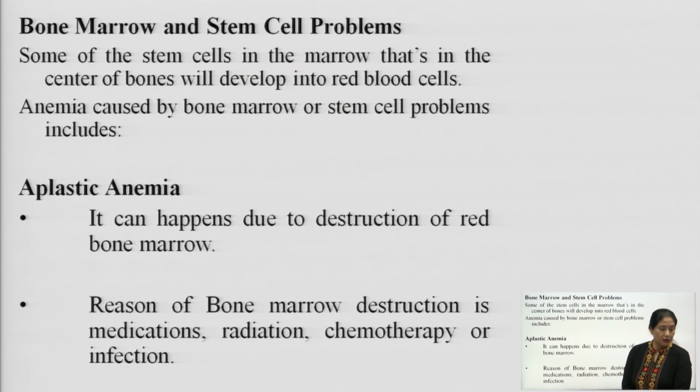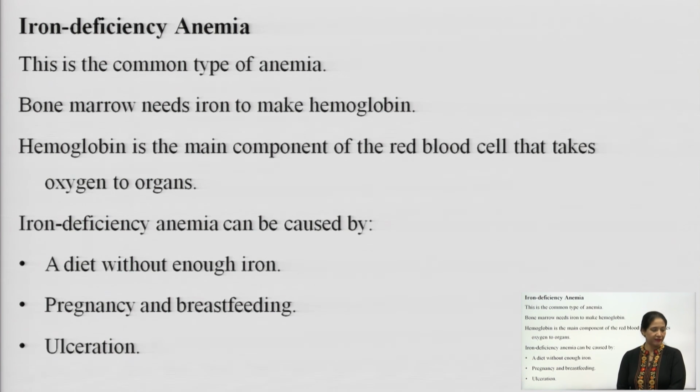Then again, bone marrow and stem cells sometimes create a problem due to deficiency, or due to destruction, due to the medication or some disease. That type of condition is called aplastic anemia, in which the bone marrow is destroyed and is unable to synthesize the proper RBC. And the reasons, as we discussed earlier, are the medication, the radiation or the chemotherapy, or sometimes infection destroying the red bone marrow. Then the iron deficiency anemia is due to the improper intake of iron.